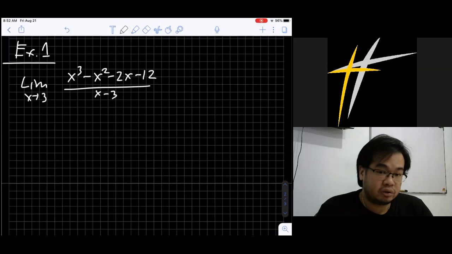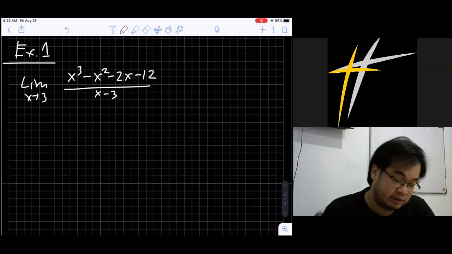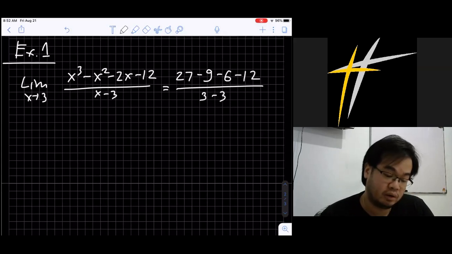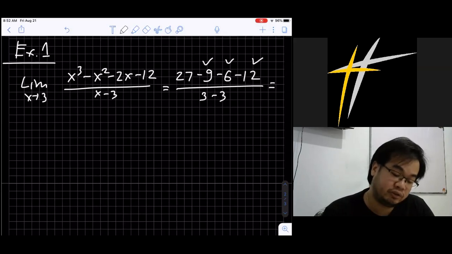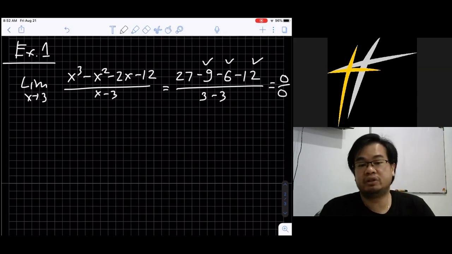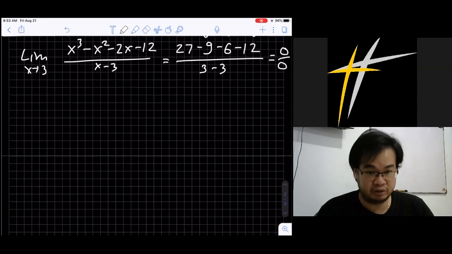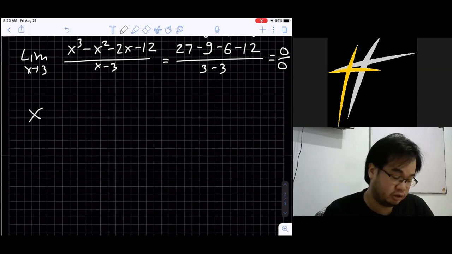Well, at first you need to try to substitute the value of x. Is it going to be 0 over 0 or not? Let's try. So it's 27 minus 9 minus 6 minus 12 over 3 minus 3. This is 18, 12, 0. So yes, it's basically 0 over 0, right? If it's 0 over 0, then you need to simplify the expression first. Now the way you could do it is by long division.